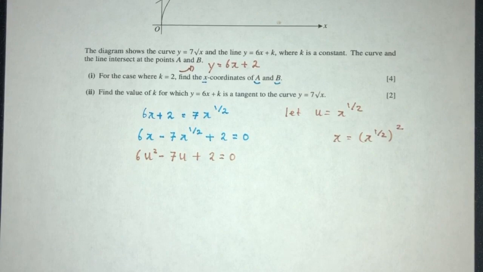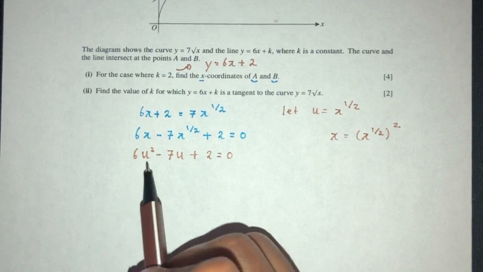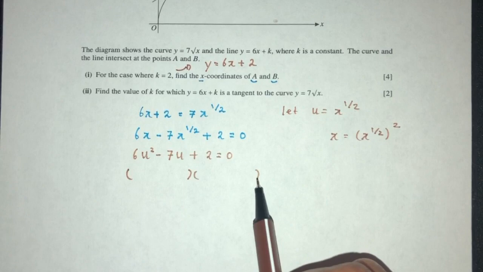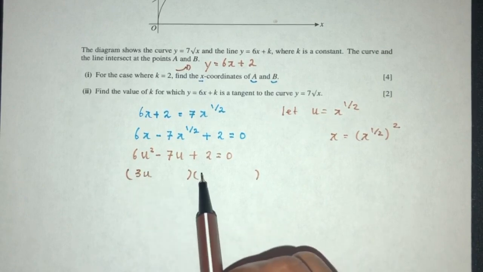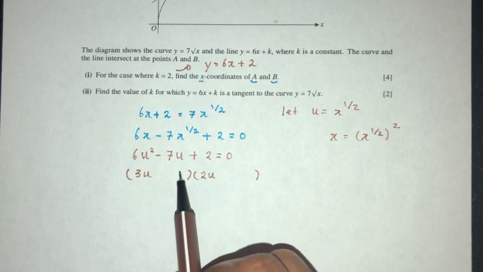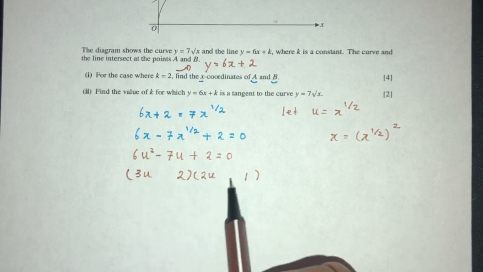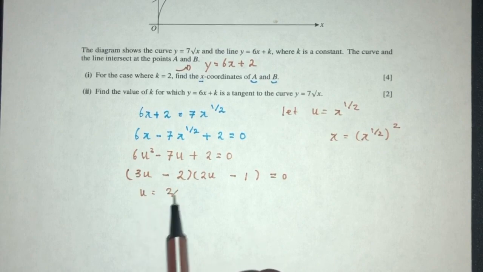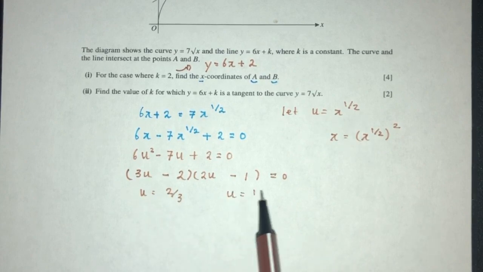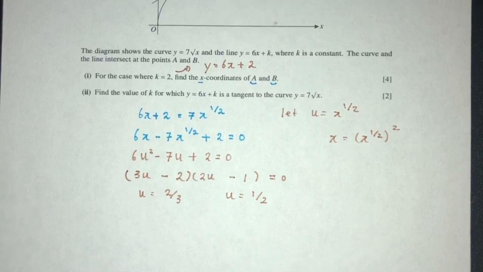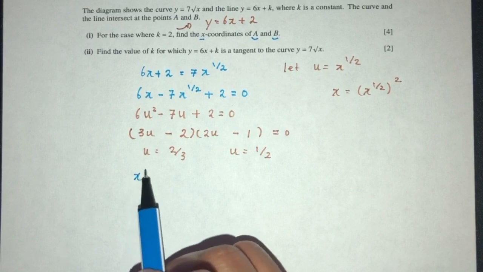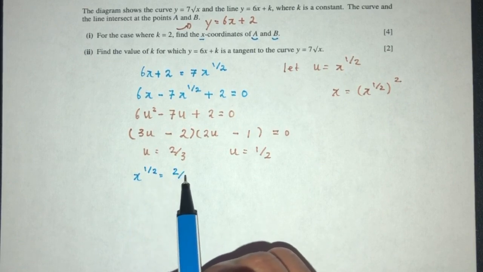Now we have to try to solve this and then try to find the value of u. So in this case, let's see what happened. So factorize. 6 is 3u times 2u. And here we can have 2 times 1. We need minus 7. We can have minus 3, minus 4. That should be minus 7. So u will be 2 over 3. U will be the value of half. So now we're not trying to find the value of u. We are trying to find the value of x. Replace back. X power half is 2 over 3.